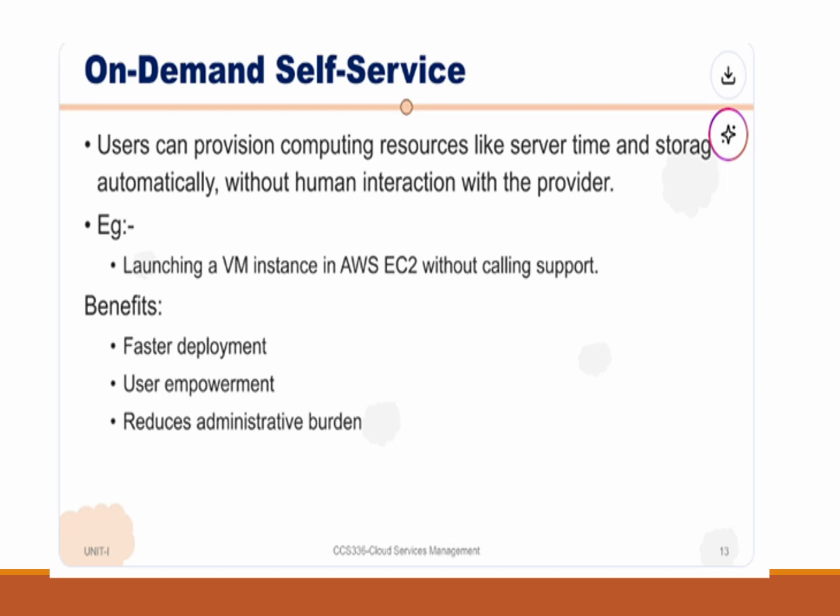Now we are going to see each characteristic one by one. First one is on-demand self-service. Users can provision computing resources like server time and storage automatically without human intervention with the provider. So when there is a need from your consumer, it automatically provides the services based on their demand. That is called on-demand self-service. For example, launching a VM instance in AWS EC2 without calling support.